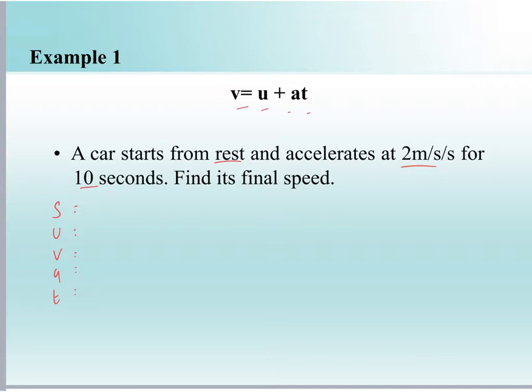So we're looking at a car that starts from rest, so the initial velocity is 0 meters per second. If anything's at rest or it comes to rest, it's going to be 0 meters per second. It accelerates now at 2 meters per second squared. So your acceleration is 2 meters per second squared because it's per second, it's an acceleration. And it's going to do that for 10 seconds. So my time is 10. Now I've got 1, 2, 3 values that I know. 1 is unknown. So I can put either a question mark or an X.